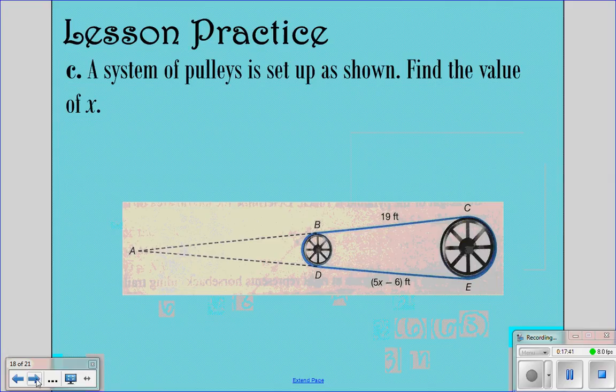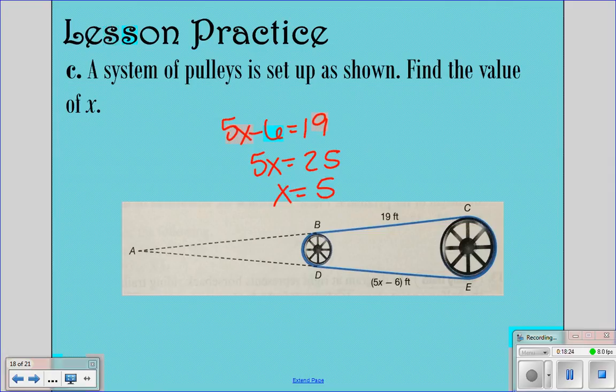Looking at the last example, a system of pulleys is set up as shown. We want to find the value of x. So on this one, we have 2 circles, and we have 2 tangent lines. As you can see, this tangent line here comes all the way out to A, and this tangent line here comes all the way out to A, and they actually intersect at A. These 2 segments, the 19 and the 5x minus 6, are actually congruent to each other. So all we have to do is say 5x minus 6 equals 19. And so if you add 6, you would have 25, and so x would equal 5. And so that would be the value for x there.